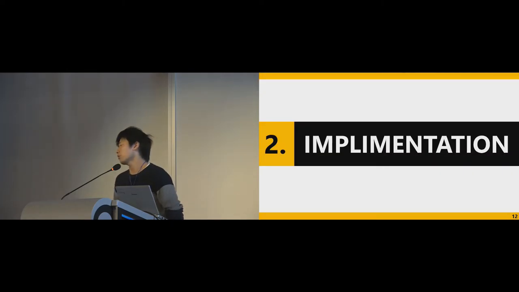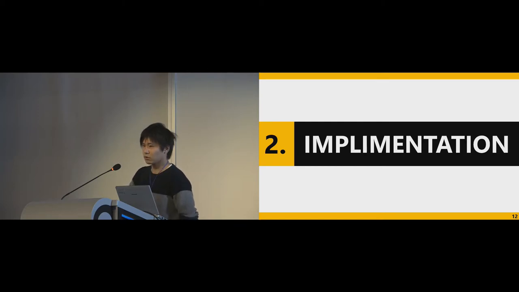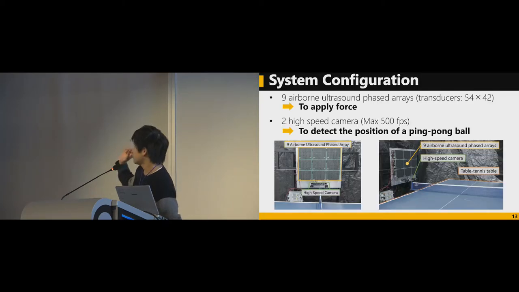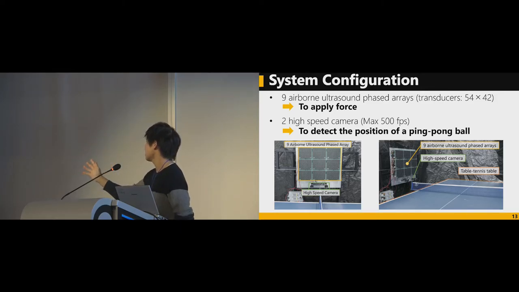Okay, secondly, I'll talk about the implementation of the Hopping-Pong system. This is the system configuration. Hopping-Pong is constituted of nine airborne ultrasound phased arrays and two high-speed cameras. The ultrasound phased arrays are used to apply force, and the high-speed cameras detect the three-dimensional position of the ping-pong ball.